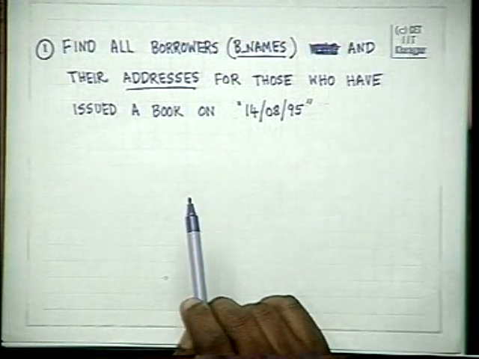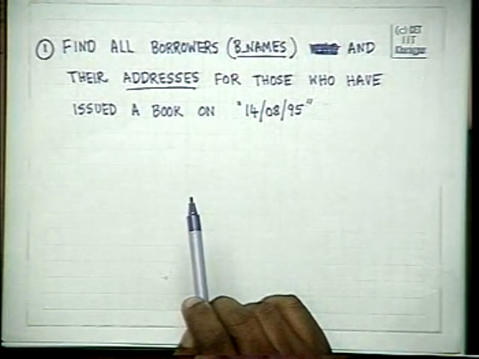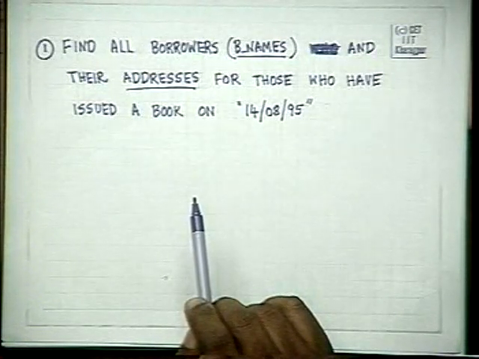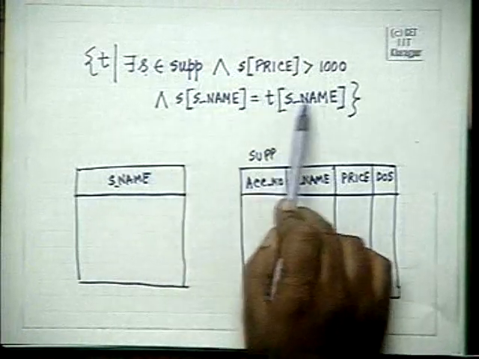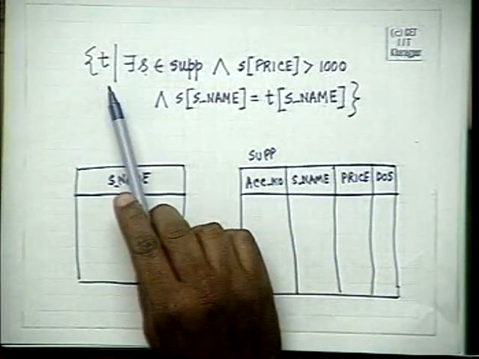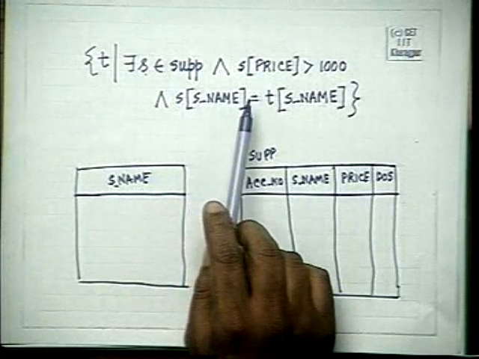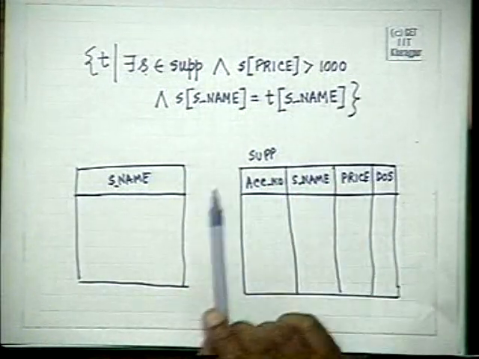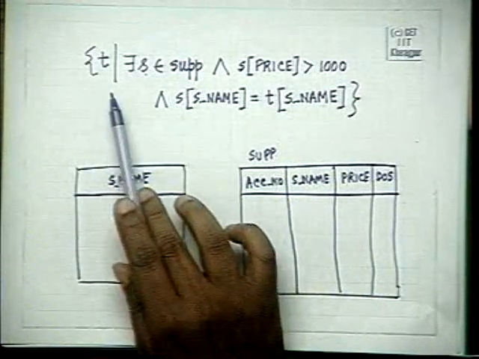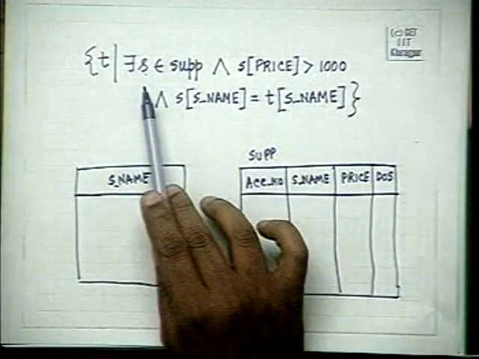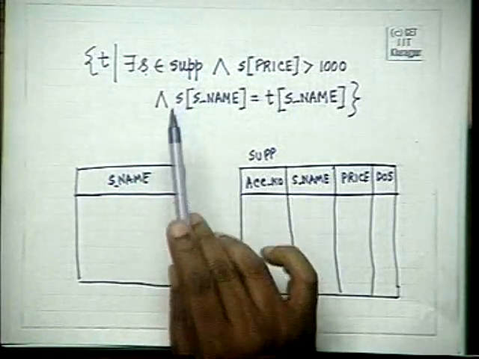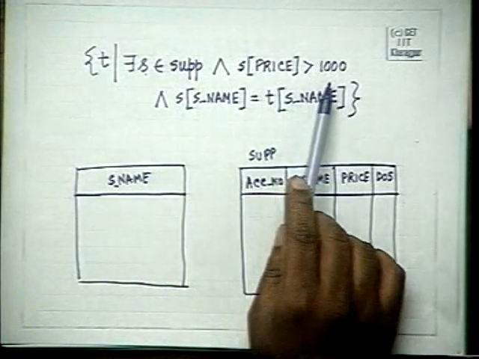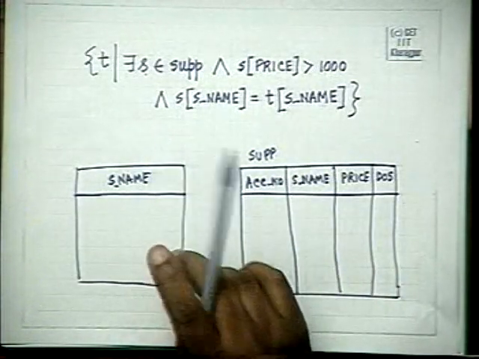Unlike the previous two examples where we wanted the supplier names of those who have supplied books, let us see what is the English meaning of the previous two examples. The meaning of this is, get the names of all suppliers who have supplied at least one book worth more than 1000. That is, get the name of all suppliers such that each supplier must have supplied at least one book whose price is greater than 1000. A relational algebra expression for this is direct.